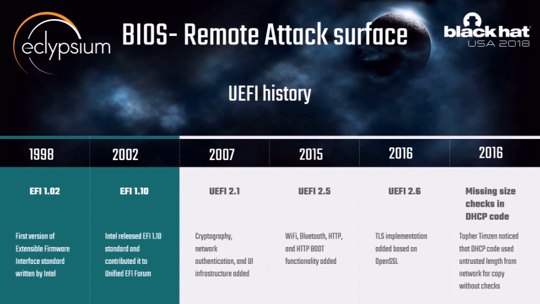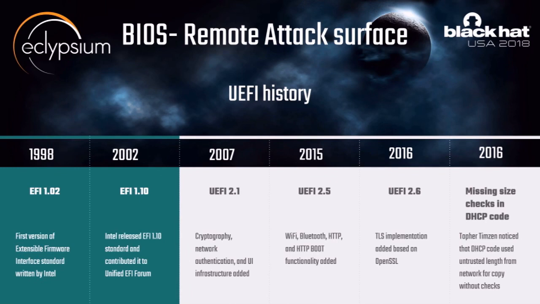BIOS, in the early days, everyone had their own version. In 1998, Intel said, let's get our heads together and do something about it. They wrote EFI 1.0. In 2002, it evolved into a forum, and more companies started to adopt it. 2007, they added more cryptography, network authentication, more of that. 2015 is interesting. More functionality starts to pop up. Wi-Fi, Bluetooth support, HTTP, HTTPS adds in 2016 with the introduction of OpenSSL.